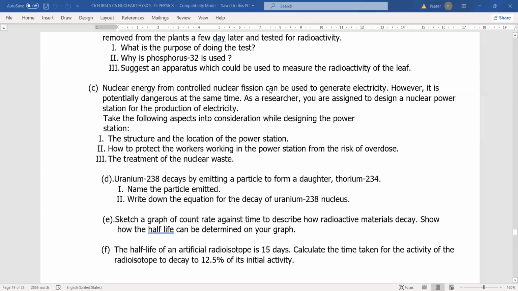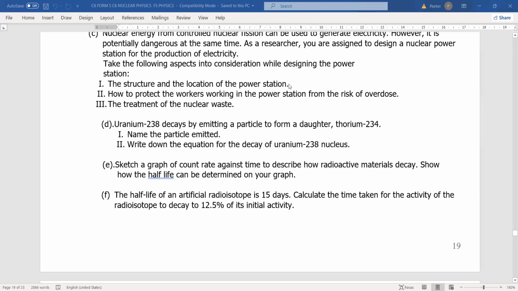Nuclear energy from controlled nuclear fission can be used to generate electricity. However, it is potentially dangerous at the same time. As the researcher, you are assigned to design a nuclear power station for the production of electricity. You take the following aspects into consideration while designing the power station. Structure and location. Structure, like what we discussed just now, must have a big shielding system, a concrete wall, underground, far away from highly populated areas, with a huge amount of water resource. A huge river or beside the sea, because you need a huge amount of water to cool down the coolant system. All right. Okay. Structure and location.